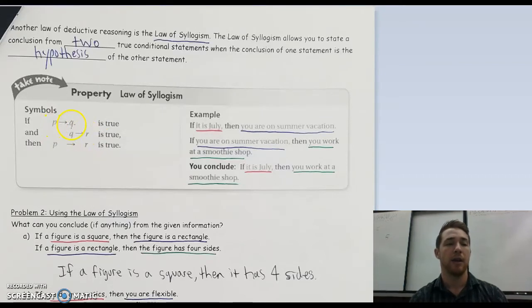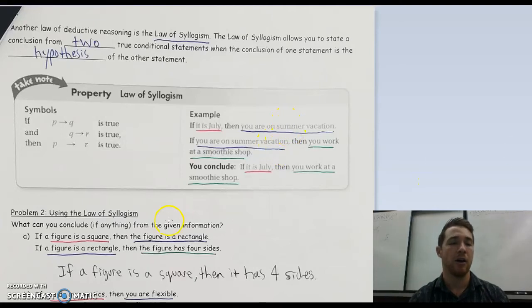So if I have P implies Q, and then Q implies R, then I can link those together from start to finish: P implies R. So in our example, if it's July, then you're on summer vacation. If you're on summer vacation, then you work at the smoothie shop. So since I know in my example, if it's July, then we must work at the smoothie shop because, again, summer vacation links those two together.